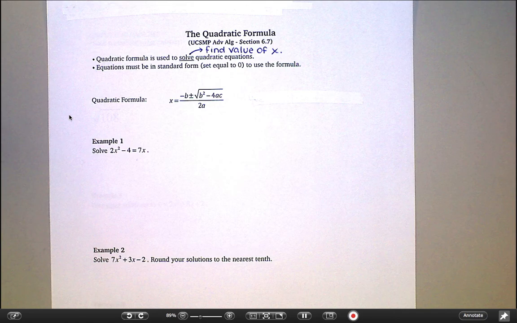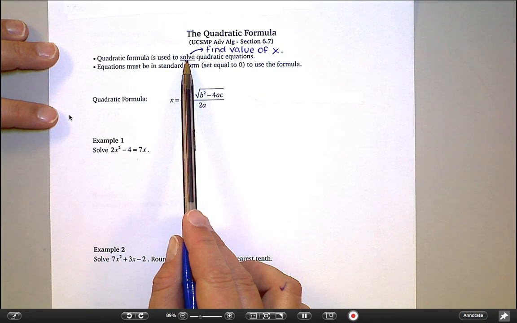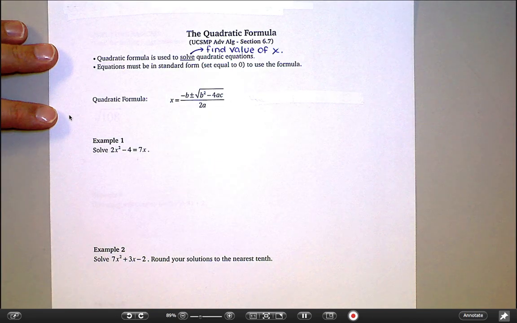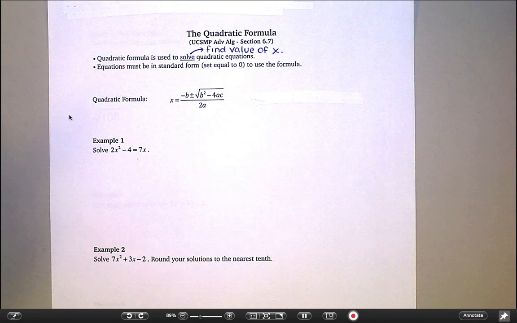So let's talk about what the quadratic formula is used for, and then we'll talk about how to actually do it. The quadratic formula is used to solve quadratic equations, okay? And I put a note in here just to remind you that when I say solve, what that actually means is to find the value of x, find what x equals.